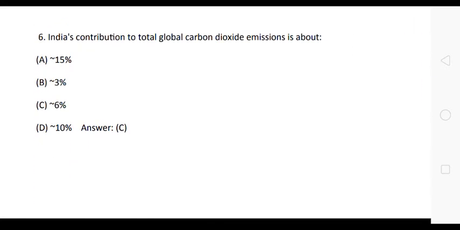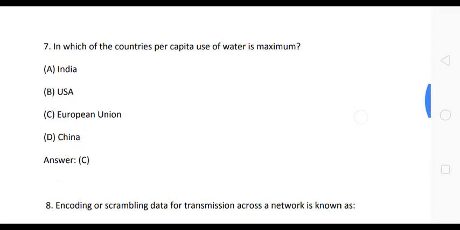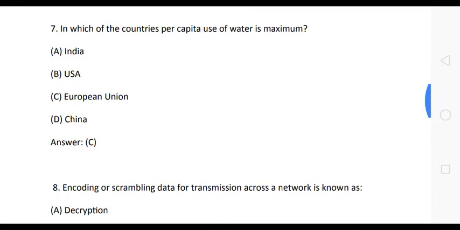Okay friends, now let us see the next question. India's contribution to total global carbon dioxide emissions is about? Here the correct answer is option C, 6%. Okay friends, option C is the correct answer. Now let us see the next question. In which of the countries per capita use of water is maximum? Very important question. Here the correct answer is option C, European Union. Okay friends, option C is the correct answer.